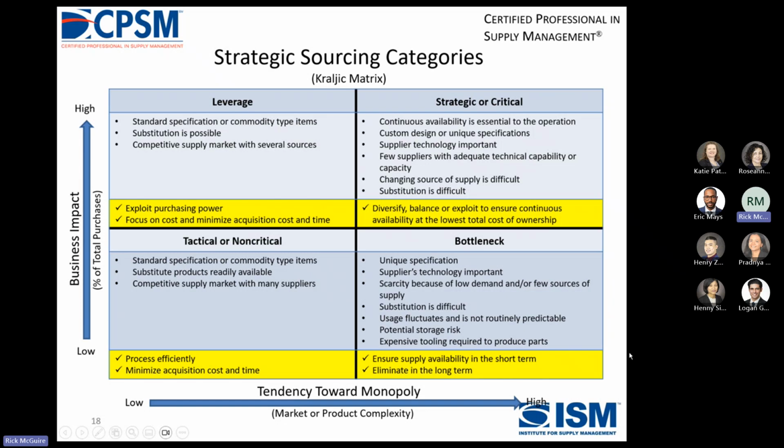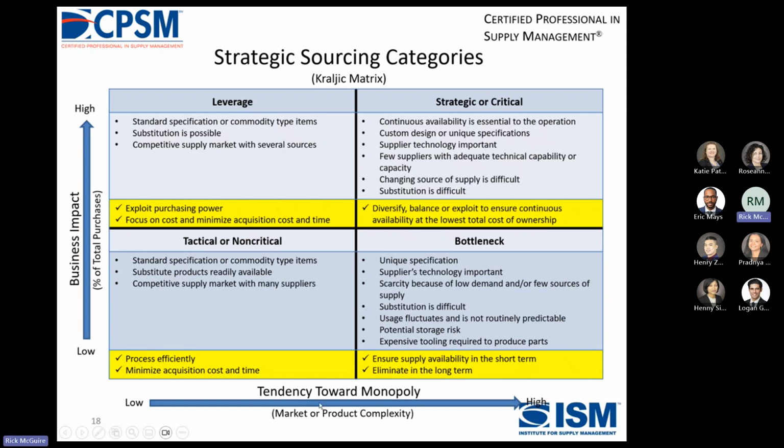Peter Kralik came up with this idea in the early 1980s. He was a professor at some business school, got published in the Harvard Business Review, and people have been ripping it off ever since. You'll see all kinds of people. They'll change the axes or they'll change the names. It's like, it's still a Kralik matrix, man. But the whole idea is, where do you want to spend your time? Because you can't spend the same amount of time on every supplier or every commodity.